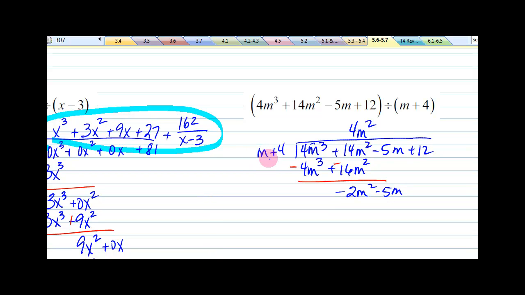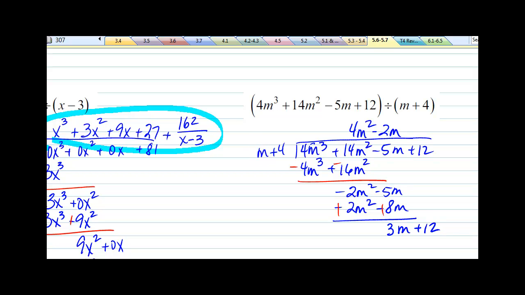So m turns into negative 2m squared by multiplying by a negative 2m. Negative 2m times m gives me negative 2m squared. Negative 2 times a positive 4 gives me negative 8m. I'm going to subtract, which means I'm really going to change my signs right here. Now I get 3m plus 12.